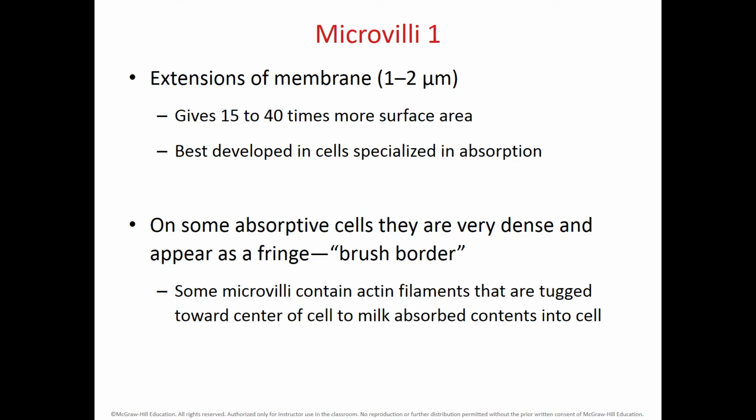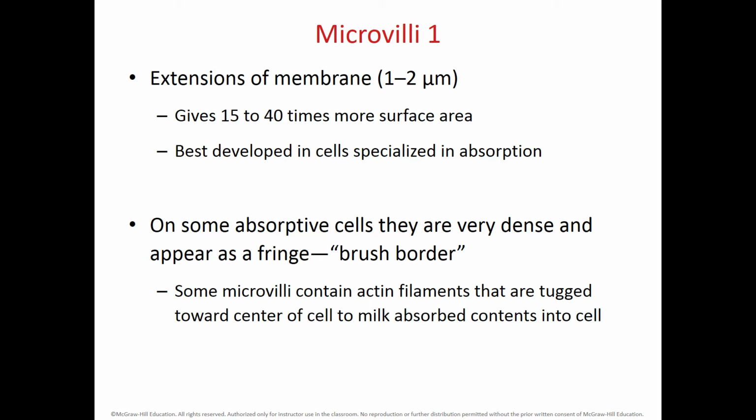Now, another structure in the cells is called the microvilli. The microvilli are extensions of the plasma membrane that measure between 1 to 2 micrometers in diameter, and they increase the surface area of the plasma membrane. So you can have a greater surface area of 15 to 40 times. And these microvilli are found in cells that need to absorb a lot of substances.